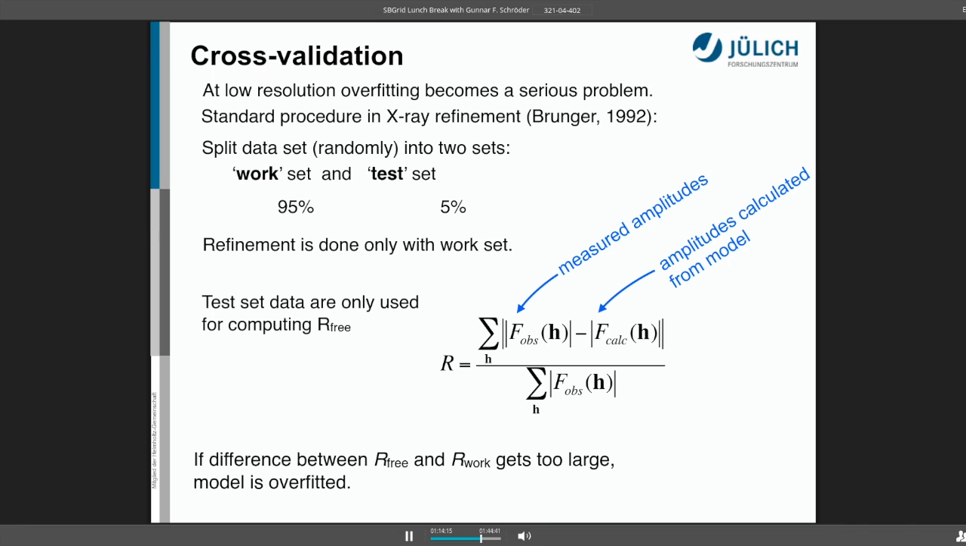In crystallographic refinement, you typically choose structure factors randomly from all the different structure factors and define them as your test set. Then you calculate the R value only for this test set that you didn't use in the refinement. So you only use 95% of your work set for the refinement, and then look at how well your model fits the 5% of structure factors that you didn't use.